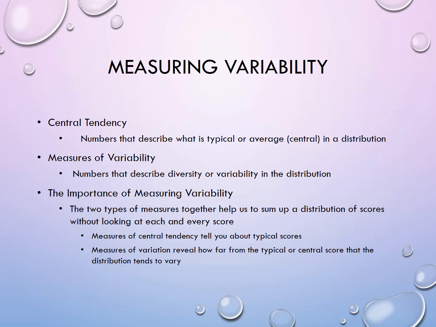We saw that the central tendency is a number that describes what is typical or average, so central in the distribution. The measures of variability are numbers that describe diversity or variability in the distribution. And this is important because the two types of measures, central tendency and measures of variability, both of them together help us to sum up a distribution of scores without having to look at each and every score. Measures of central tendency tell you about the typical score, and measures of variation reveal how far from the typical or from the central score the distribution tends to vary.